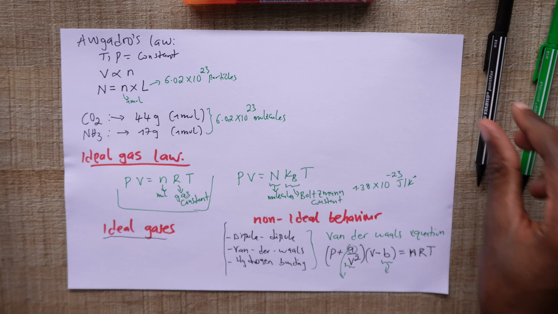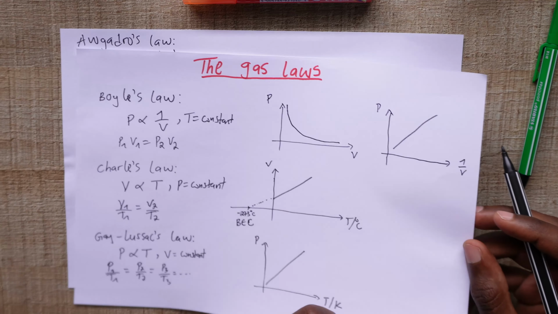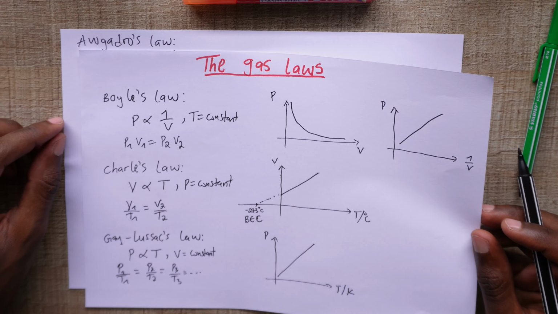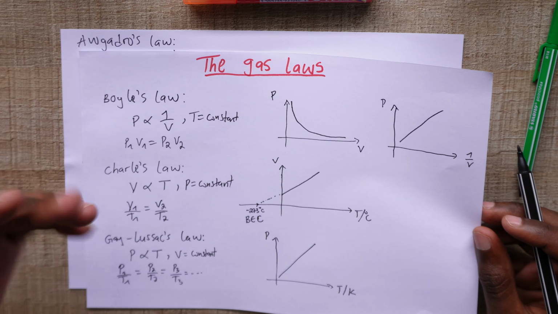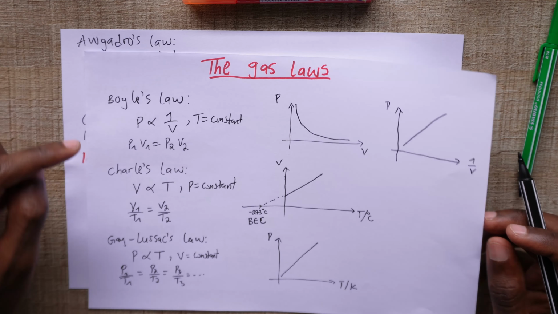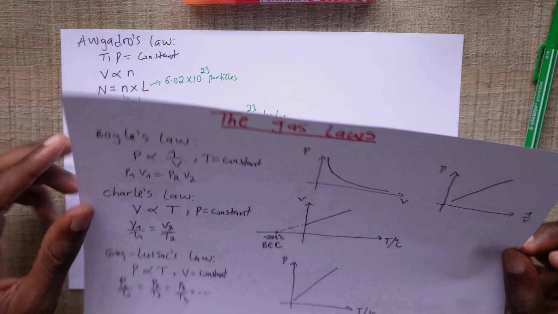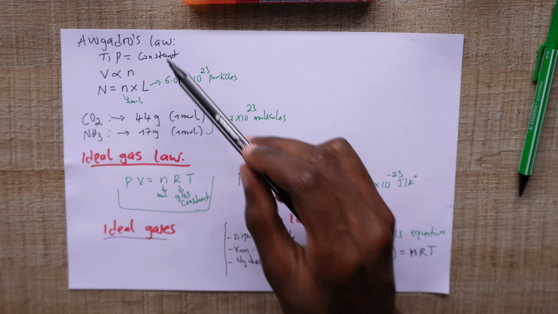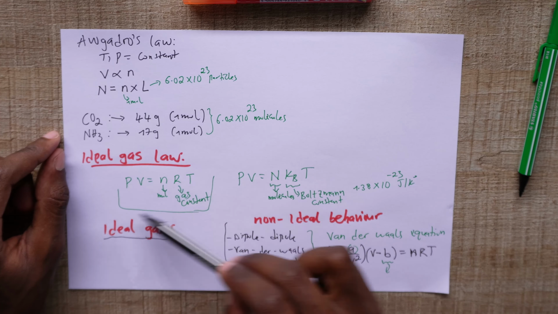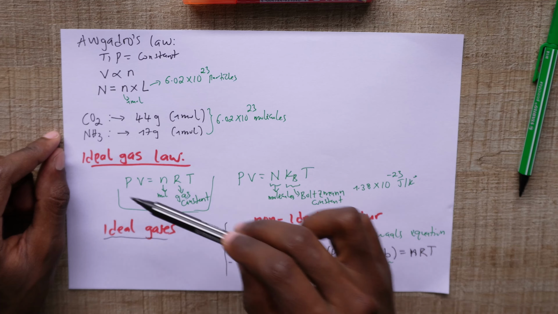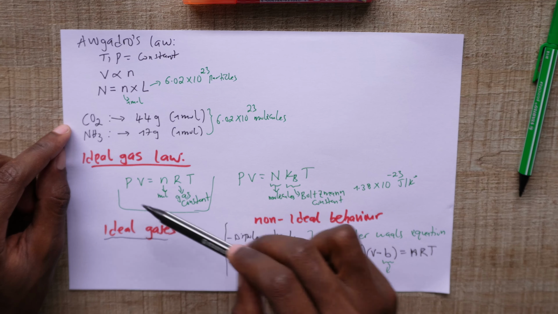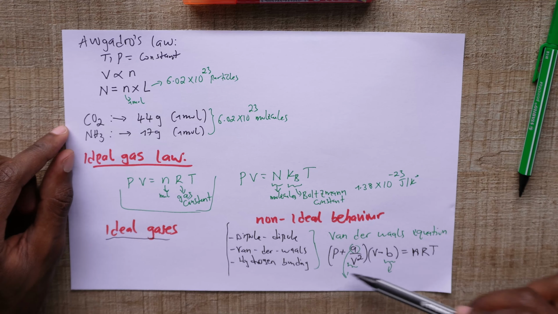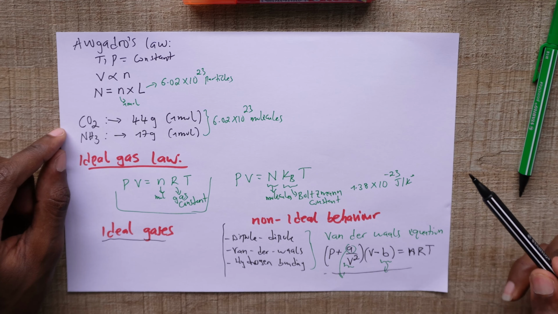I hope this video has been able to give you a clear view of the laws that govern the behavior of gases: Boyle's law, Charles's law, Gay-Lussac's law, Avogadro's law, and then the ideal gas equation given by this, and then how it's corrected for non-ideal gases to get this equation.